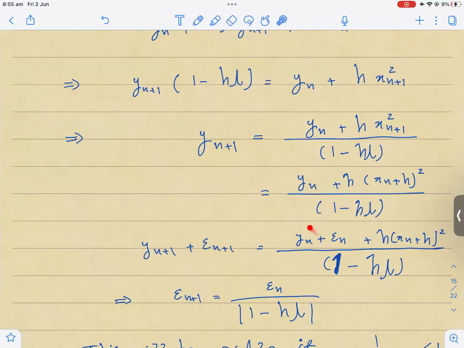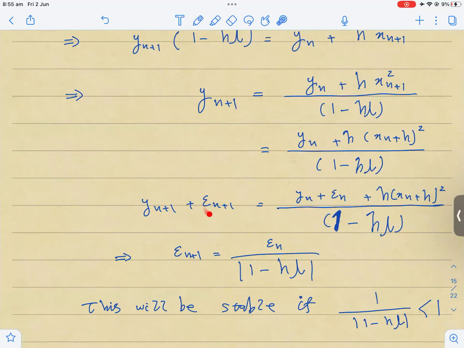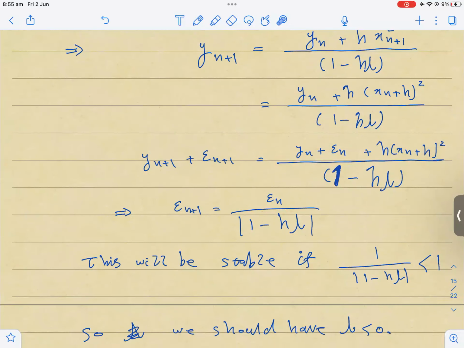Is it obvious? If y n changes, as I have written it here, y n plus 1 should change. So epsilon sub n plus 1 will be equal to this fraction times epsilon n. So now I will have this one. This is stable if this factor is less than 1. Do you remember that in polynomial?